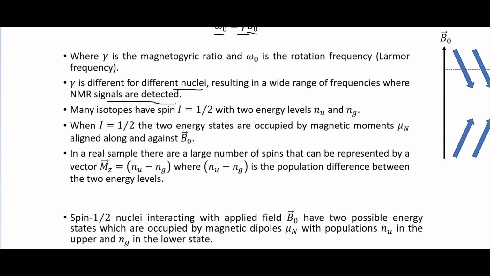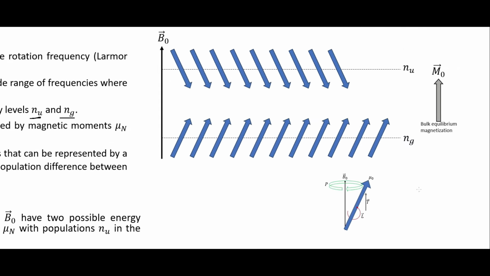So many isotopes have a spin half with two energy levels. These are basically just the same energy levels as our alpha and beta, but we're now talking about the population energy levels. And so what I mean by that is we have multiple of these types of magnetic moments here, and most of them will be in the ground state here, and then some of them will be in this upper state here, which correspond to our alpha and our beta.